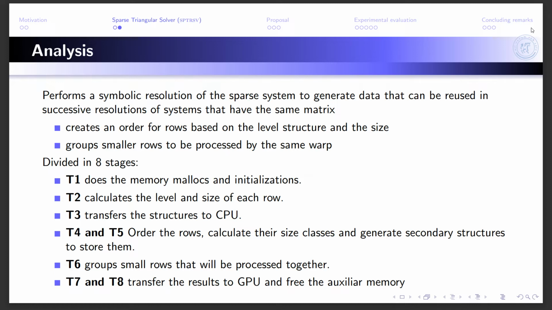T4 and 5 order the rows and calculate the size. That's one of the main objectives. T6, that's the other main objective, is grouping rows that will be processed together as one task. And T8 and 7 transfer to GPU again and free the memory, the auxiliary memory.